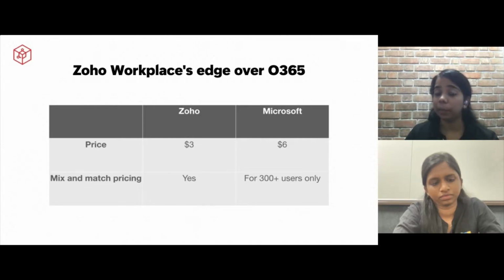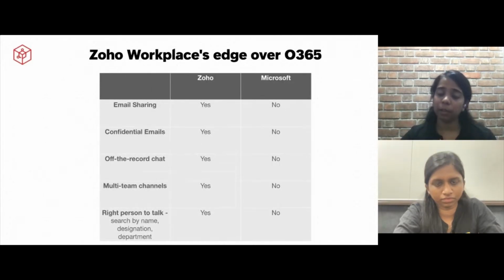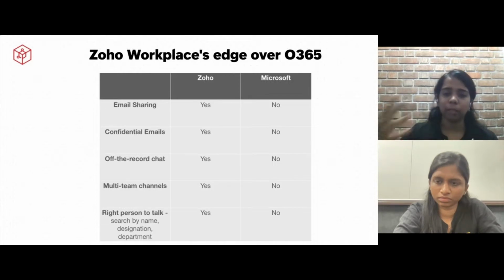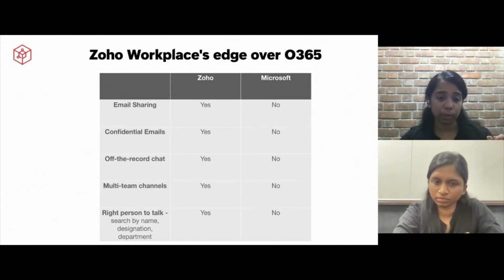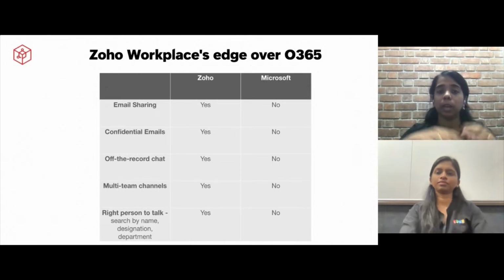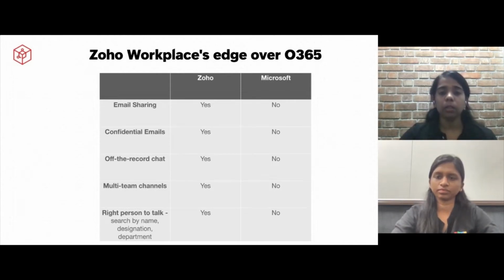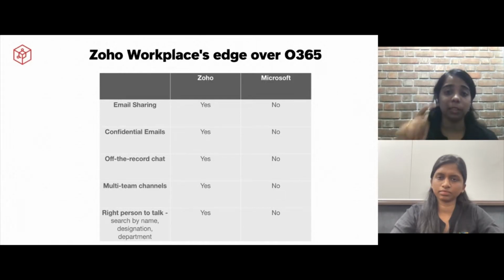And like I already mentioned at the beginning, we place no cap on the user count for mix and match pricing. And there are different innovative features that you wouldn't find in Microsoft, like email sharing, where you can share an email and actually discuss the email instead of sending replies and forwards. And there's something called confidential emails, where you can protect your email with a password. And since our HR management tool is integrated, you can actually search for the person, for the particular designation, for the particular team, etc. So all this comes in really handy when you're a big organization.